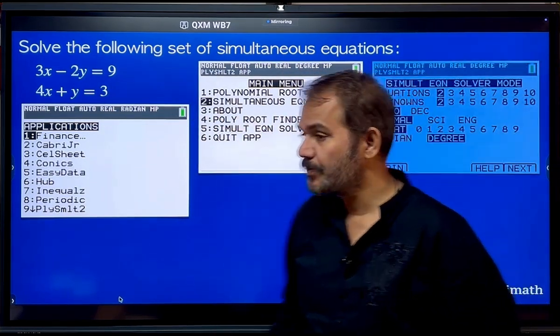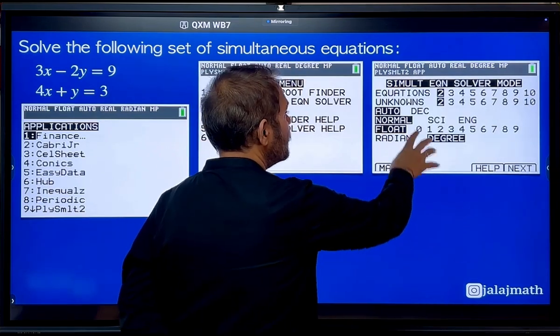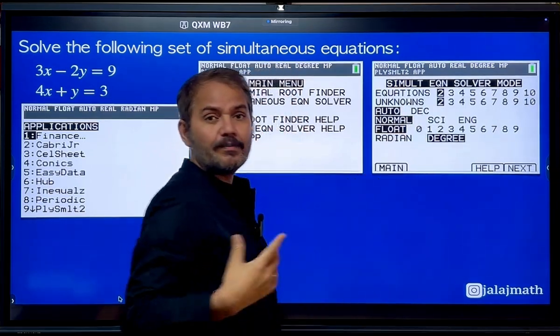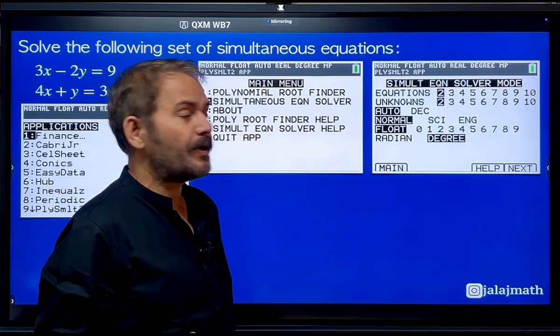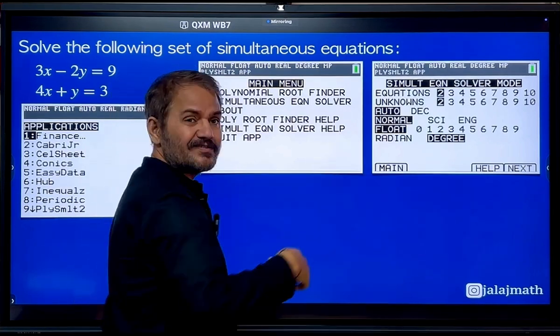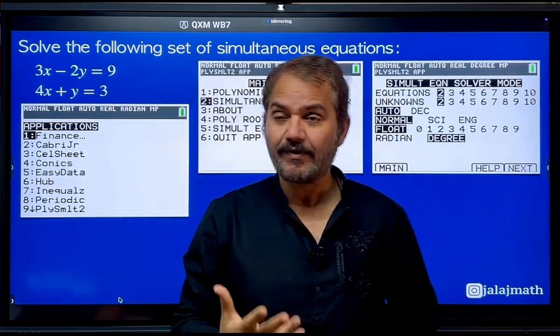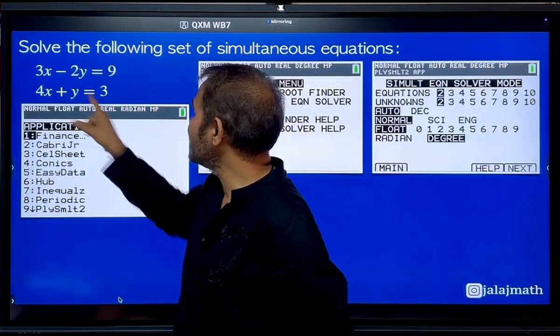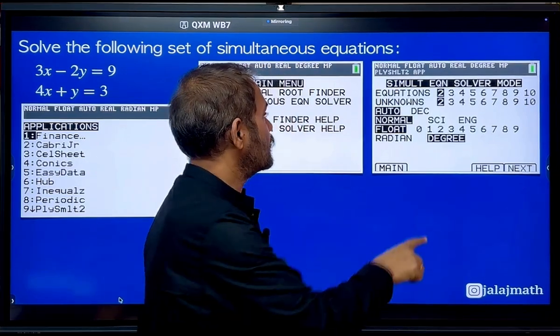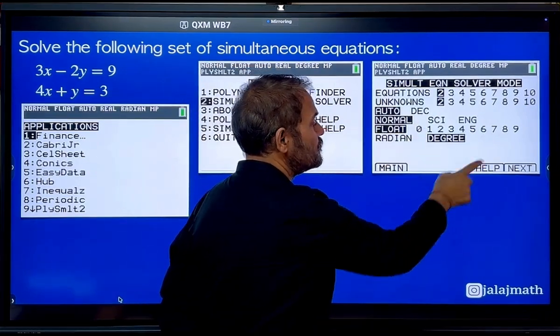When you press number 2, this is what you see. You have to fill in how many equations there are and how many unknowns there are. Unknowns are basically your variables, right? So you have two equations and two variables. So select 2, 2 and press Next.